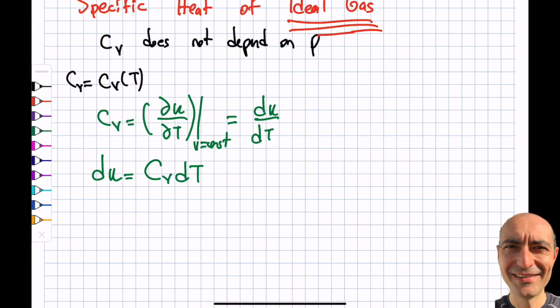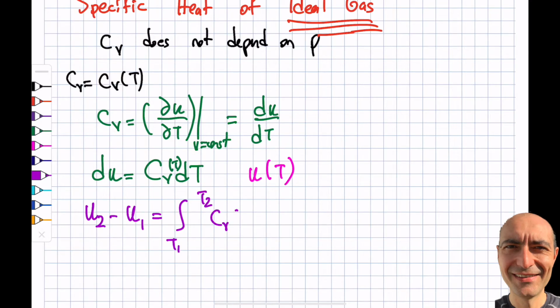Cv itself is a function of T, and with dT, you can clearly see now that u is, as I mentioned, only a function of T. U is also a function of T only, for ideal gas only. I don't want to keep repeating myself, but I feel like I do. If you take the integral of both sides, you get u2 minus u1 equals the integral from T1 to T2 of Cv(T) dT.